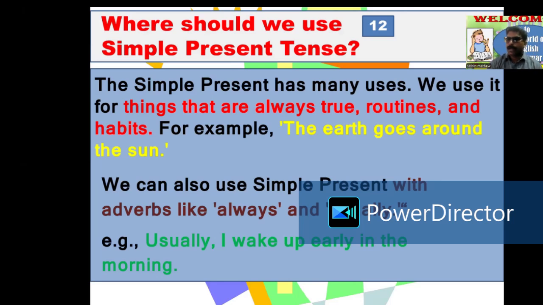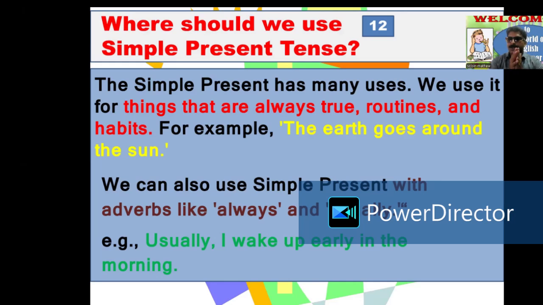Then the teacher asks Siddharth, can you give me an example for general truth or facts? Siddharth answers, sure, sir. Water boils at 100 degrees Celsius. The teacher responds, perfect. We use simple present here because it's a general fact.